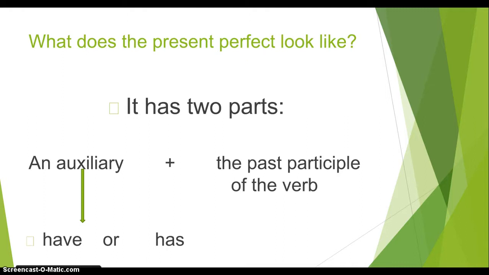So first, you might remember that this form has two parts. It must have an auxiliary, and that auxiliary is the verb have. Because this is called the present perfect, we use the present form of have, the regular form, or if the subject is third person singular, we use has. And that auxiliary goes with a form of the verb that we call the past participle.